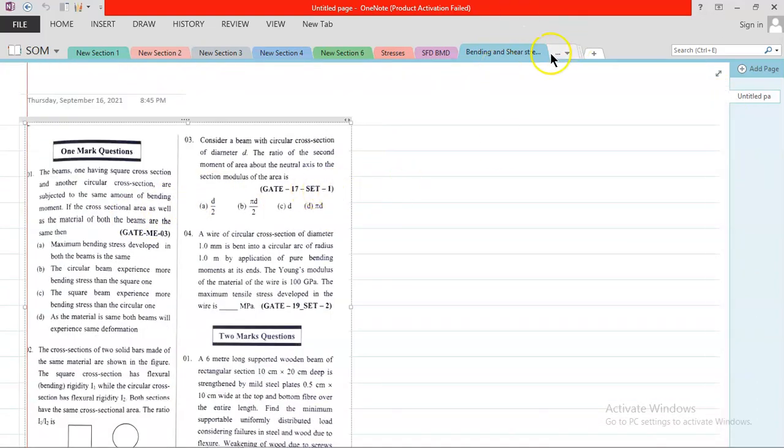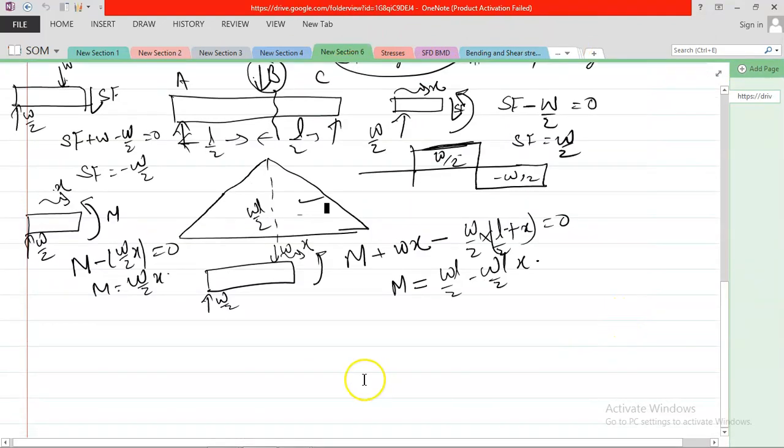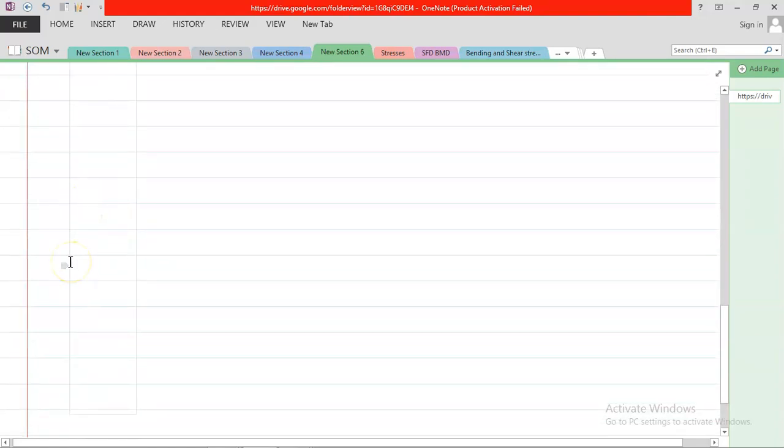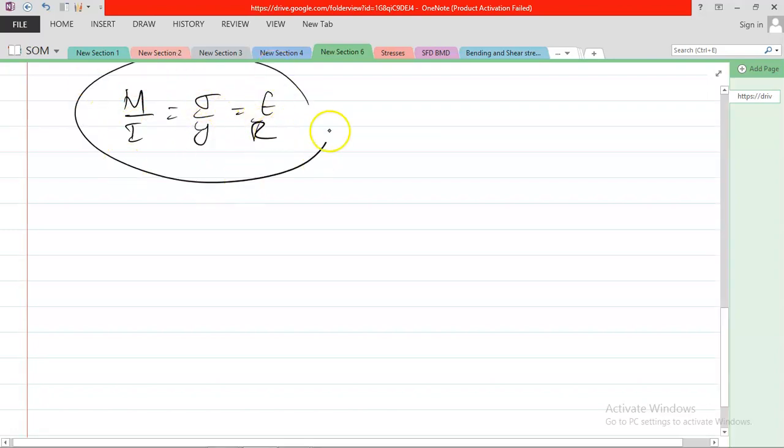So, first of all, in bending, we need to discuss the concept. What I discussed in bending. So, what is bending? First of all, we just need to discuss. So, this is a formula you need to remember. M by I is equal to sigma by Y is equal to E by R, and everything is coming from this only. Don't worry about it.